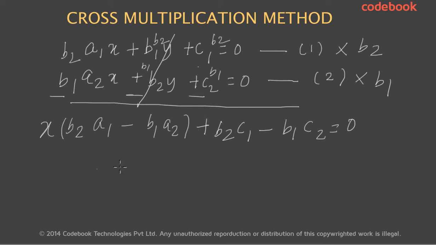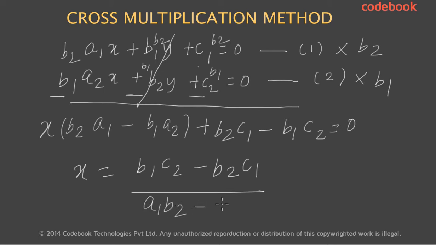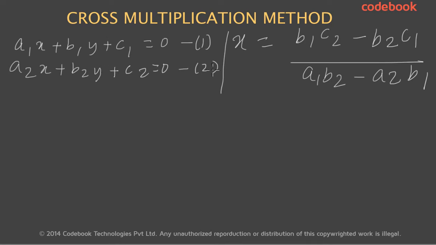So this means by simplification we have x equal to, if you take these two terms on the other side, you have b1 c2 minus b2 c1, and by sending this term on the other side, it will go in the denominator. So that will be a1 b2 minus a2 b1, right? b2 a1 or a1 b2 is the same. Similarly, b1 a2 or a2 b1 is the same. So this is your x value. So by solving these two equations using elimination, we have got x equal to b1 c2 minus b2 c1 by a1 b2 minus a2 b1.